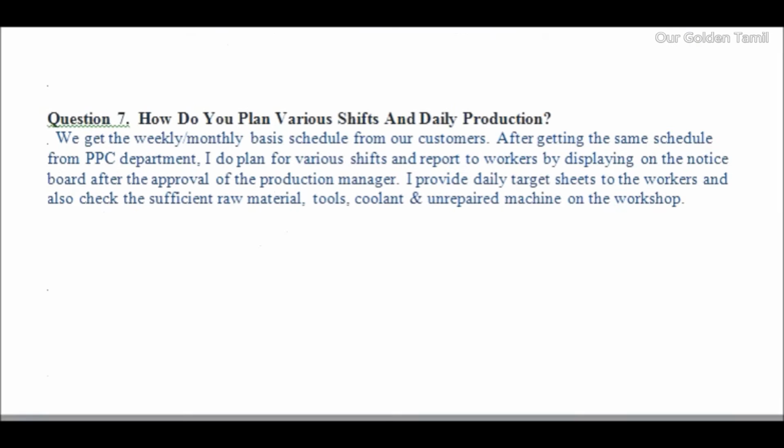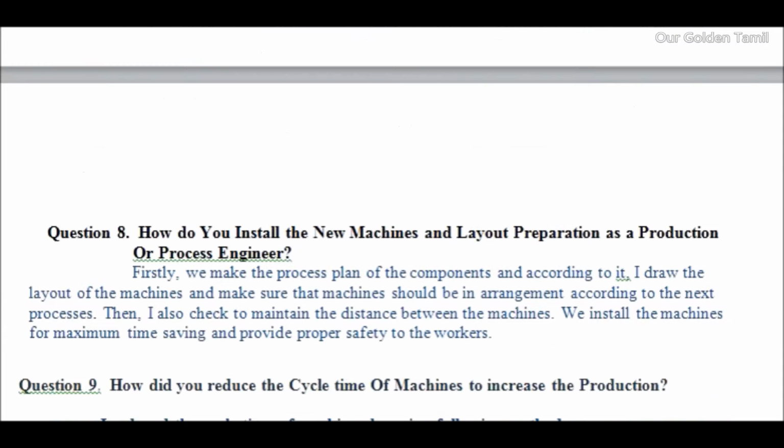We get the weekly, monthly basis schedule from our customers. After getting the same schedule from the PPC department, I plan for various shifts and report to workers by displaying it on the notice board after the approval of the production manager. I provide daily target sheets to the workers and also check the sufficient raw material, tools, coolant and unrepaired machines in the workshop. Question 8.